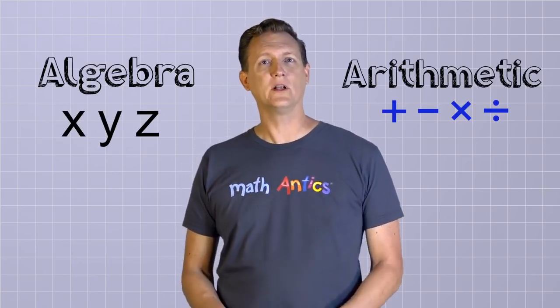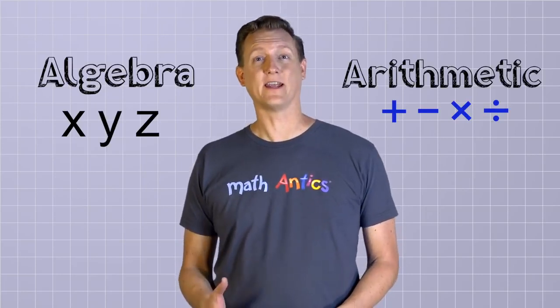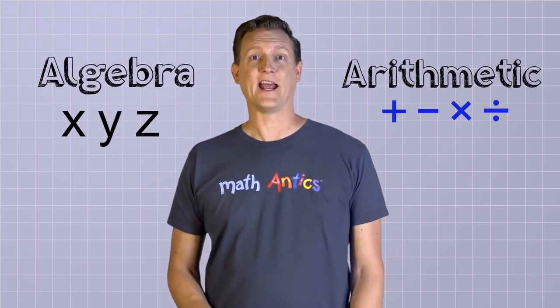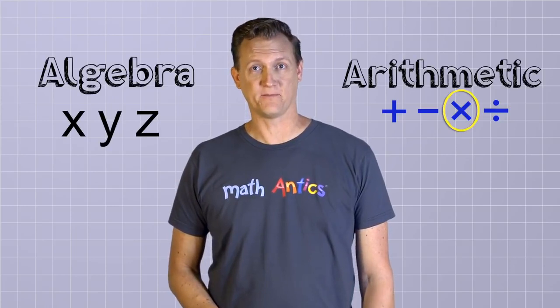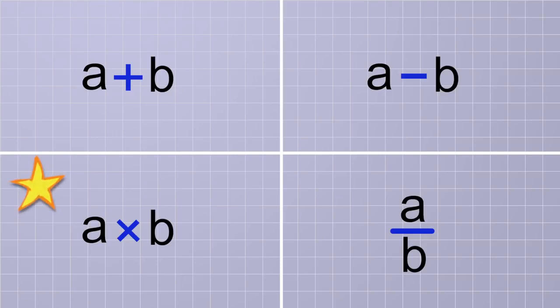There's one other really important thing that I want to teach you that will help you understand what's going on in a lot of algebra problems, and it has to do with multiplication. Here are the 4 basic arithmetic operations: addition, subtraction, multiplication, and division. Although in algebra, you'll usually see division written in fraction form, like this. In arithmetic, all 4 operations have the same status, but in algebra, multiplication gets some special treatment.